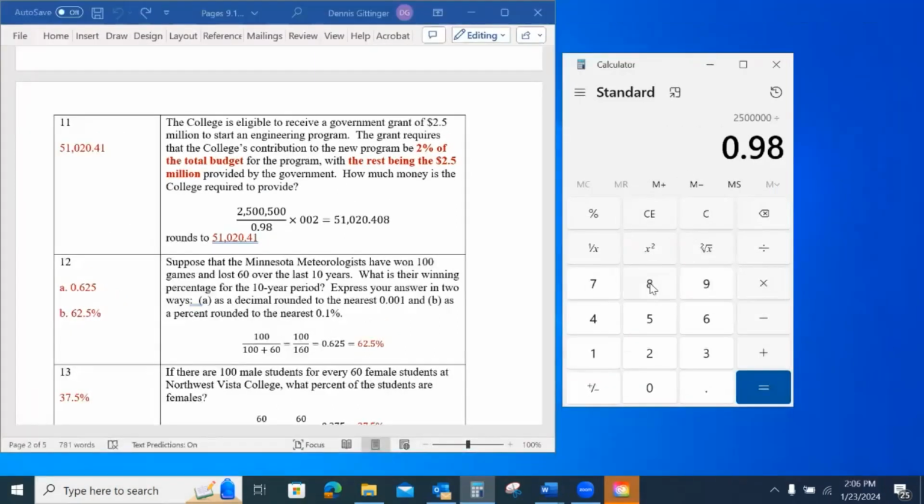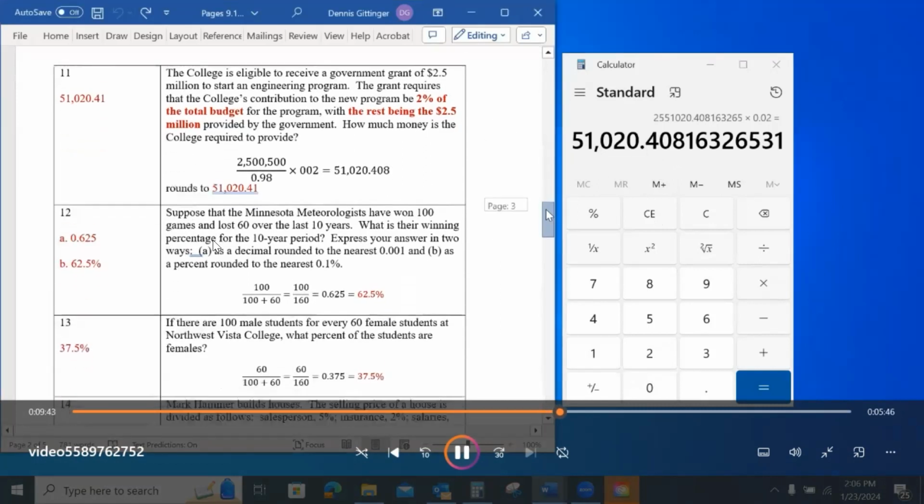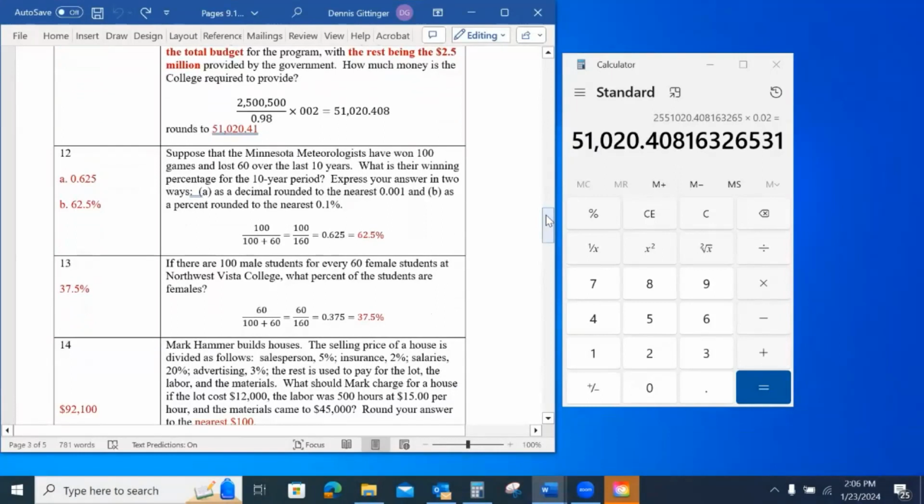Sorry, this is kind of slow. And that's 2,551,020 and 41 cents. However, that is the total budget, but the college pays 2% of that. So the quickest way to do that is just multiply it by 0.02. And if you do, and round it to the nearest penny, you get $51,020.41. If you don't round it to the nearest penny, it's just wrong.